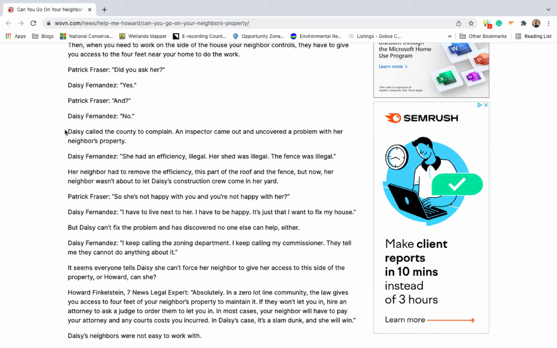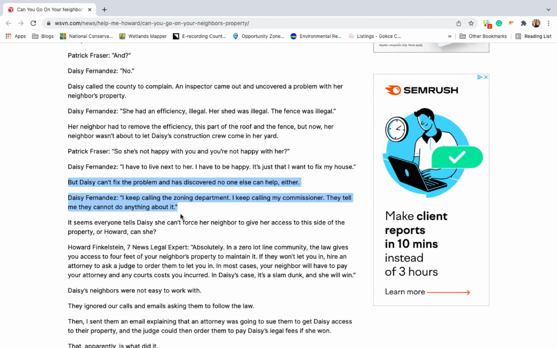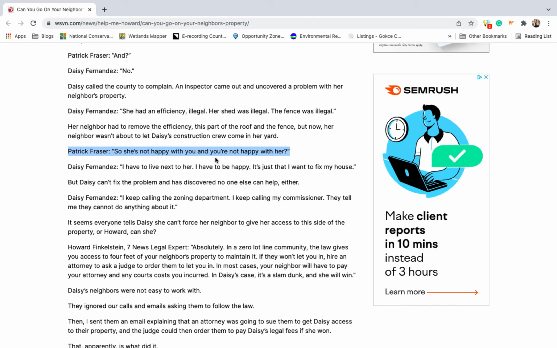As it turns out, the neighbor had a good reason to do so, for when Daisy called, the county sent an inspector to the property and uncovered an illegal shed, fence, and deficiency on the neighbor's land. The county forced the neighbor to remove these structures, but did not enforce Daisy's request for access to the neighbor's side yard. When Daisy followed up with the county, the zoning commissioner told her there was nothing he could do about her predicament. So Daisy was where she started out, except now her neighbor was furious.